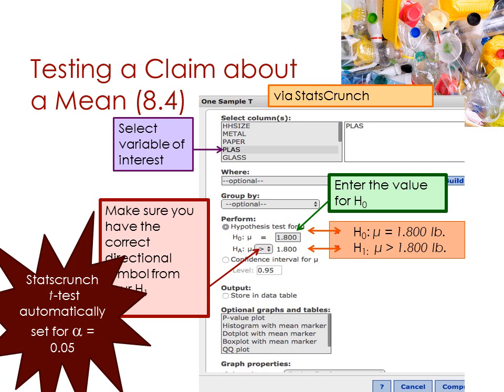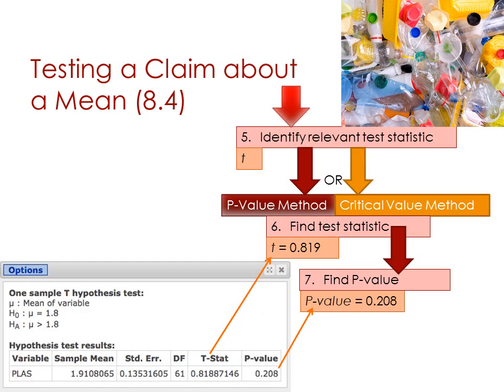Once you have that, you hit compute, and you're going to get an output somewhat like this. Here are the different samples that we've got. On the left-hand side, you've got your null and alternative hypotheses specified. Then we come across, and we've got our sample mean and our standard deviation. There's our degrees of freedom, which is n minus 1 in this case, so 62 minus 1. Then we have our t-stat, which is our test statistic, and our p-value of 0.208. We get both of these values from our StatCrunch output.